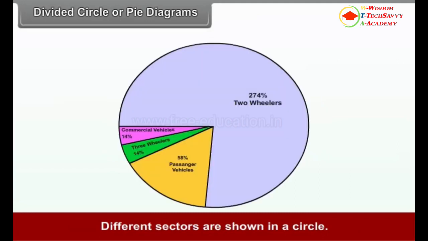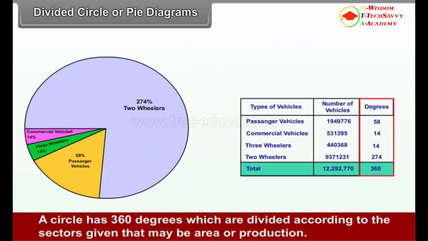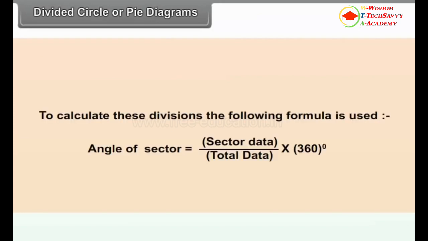Different sectors are shown in a circle. A circle has 360 degrees which are divided according to the sectors given, that may be area or production. To calculate these divisions, the following formula is used. Angle of the sector is equal to sector data upon total data into 360 degrees.